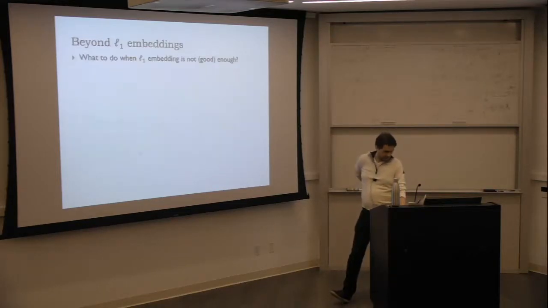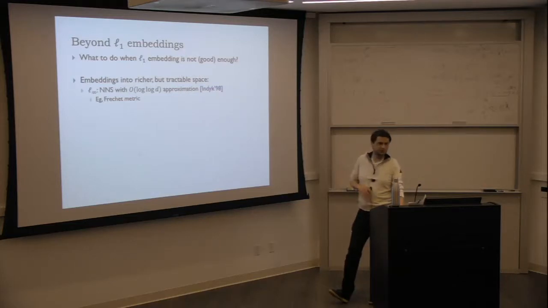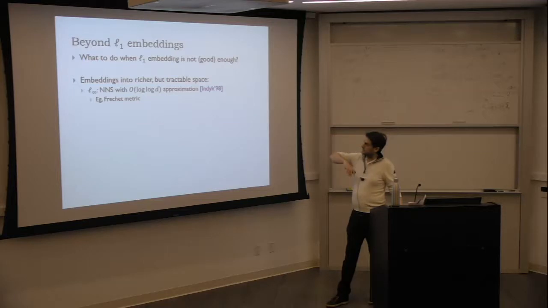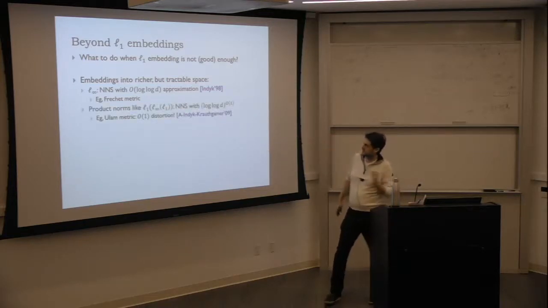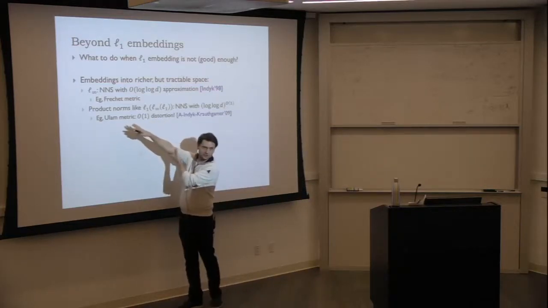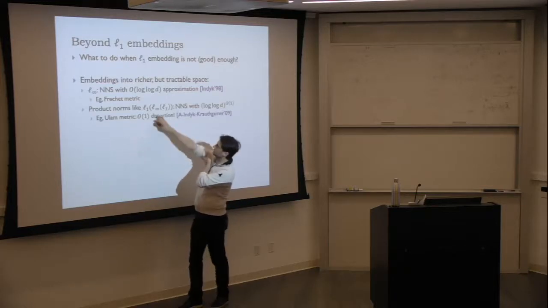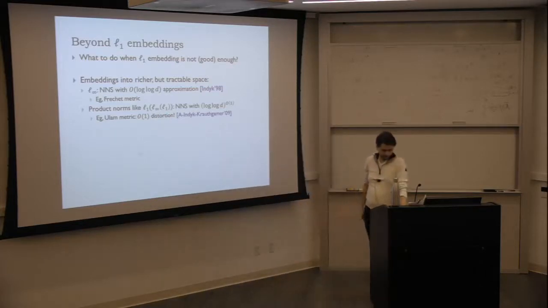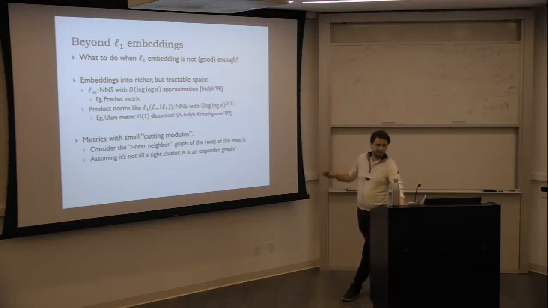Turns out that there are things beyond these L1 embeddings, including embeddings into richer spaces which are still tractable. Maybe there are other spaces where we can design nearest neighbor search more directly and embed into those, and indeed there are, like l-infinity or combinations of these spaces. A variant of edit distance, which doesn't embed into L1 with good approximation, turns out to embed into a combination of L1s and L infinities with constant approximation. And there are data-dependent algorithms that go beyond, but I don't have time to talk about this.